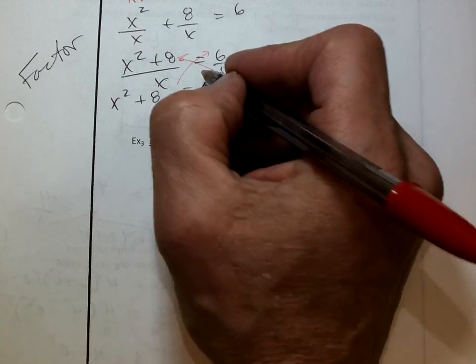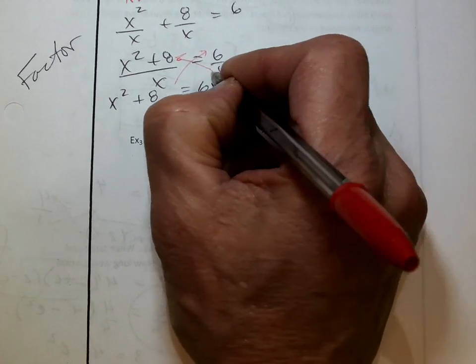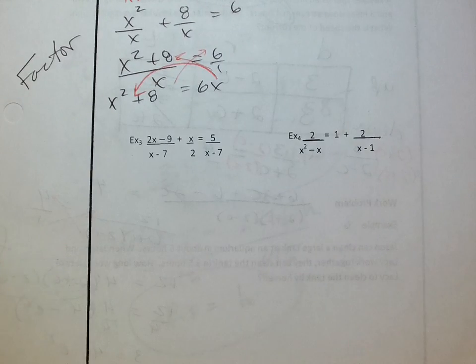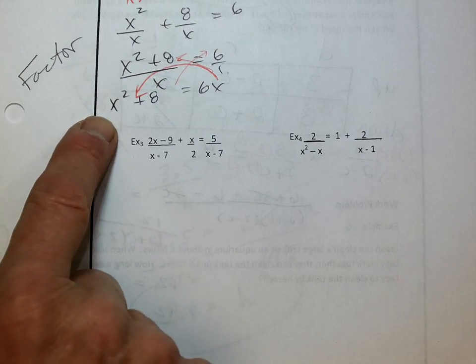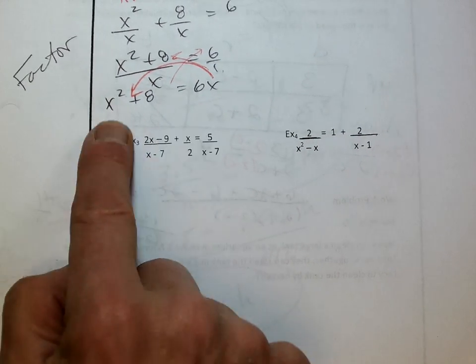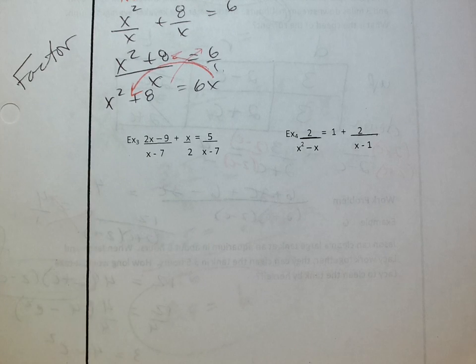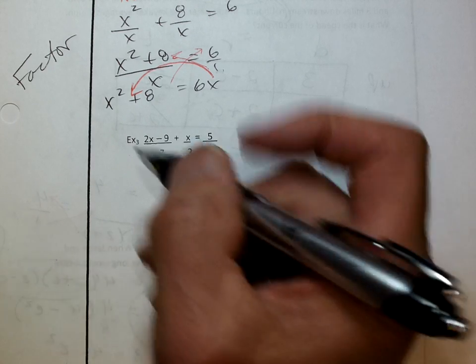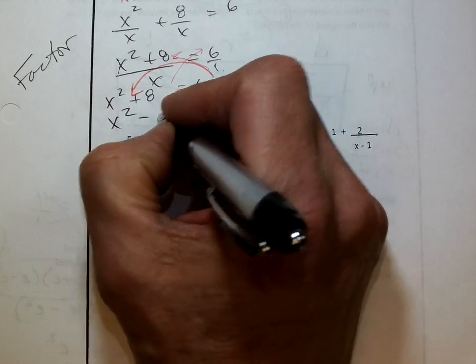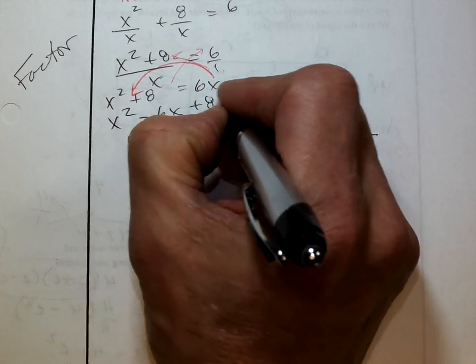Got to get the 6x over. So I'm going to pick up the 6x, not literally pick it up, but I'm thinking, why don't I put the 6x right there? How would I put the 6x right there? I'm going to have to subtract it, right? To bring the 6x over, I'm going to subtract it. So I'll have an x squared minus a 6x plus an 8 equals 0, okay?